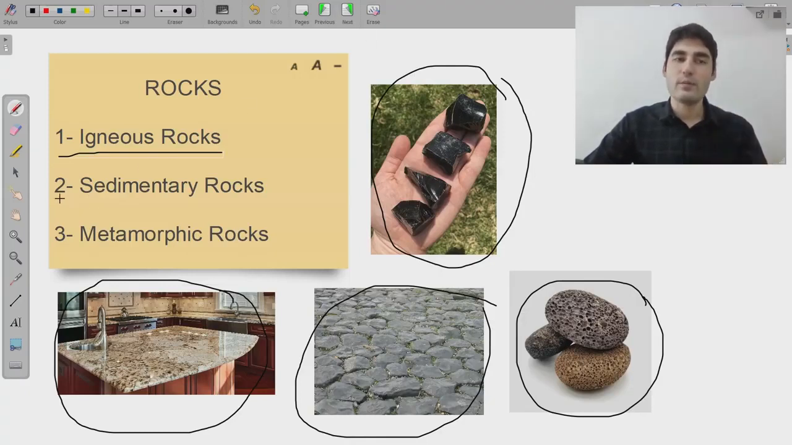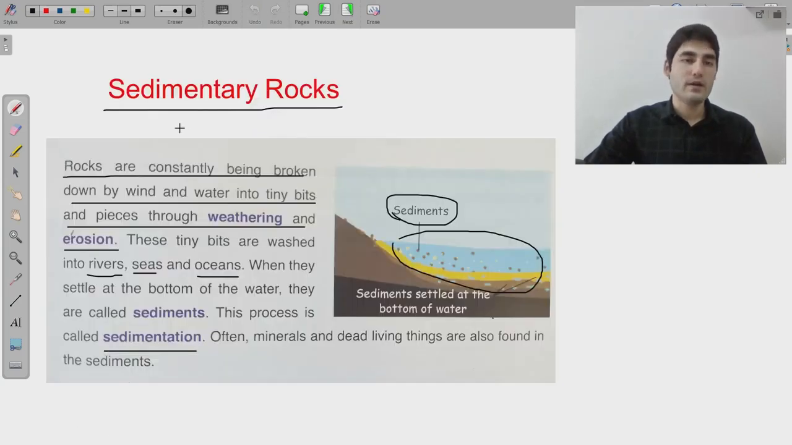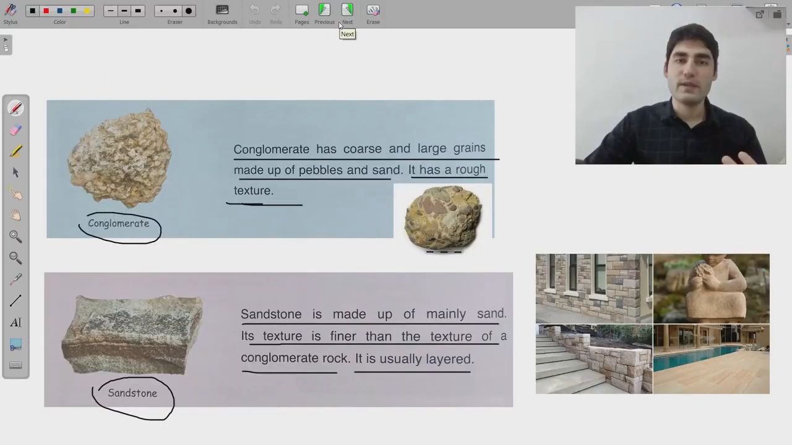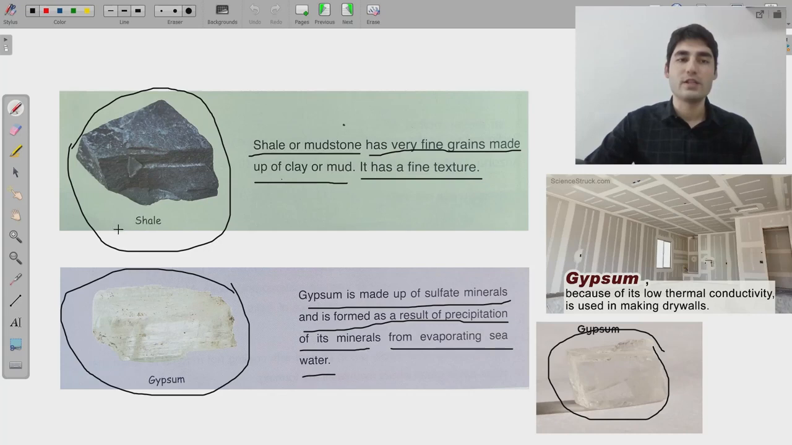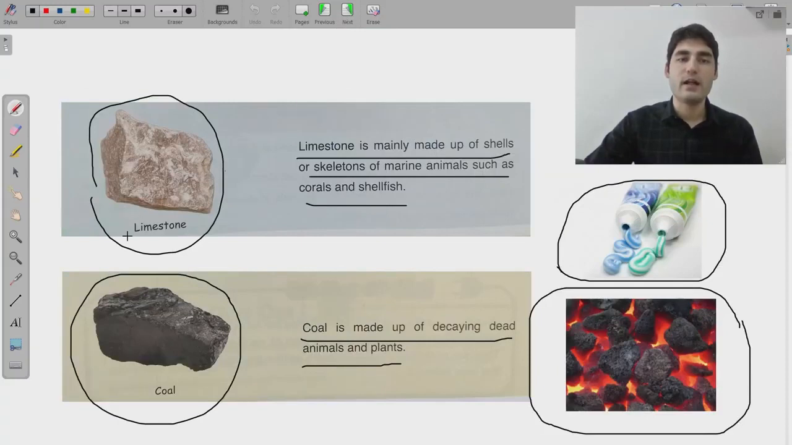And then we learned about the sedimentary rocks. Number 2, sedimentary rocks. You can repeat after me. Conglomerate, sandstone, shale, gypsum, limestone, coal. So these are the sedimentary rocks.